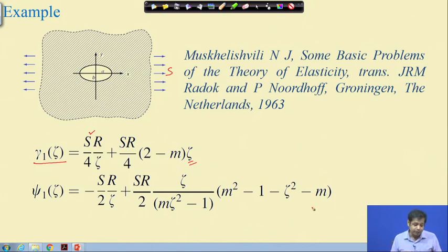Details of how to get these potentials are given in elasticity books and also in this reference. I will not discuss that detail; start with these potentials. How to arrive at these potentials from the general expressions, you have to find out. Once we have these potentials, the next step is to substitute them in that equation. Let us do that.